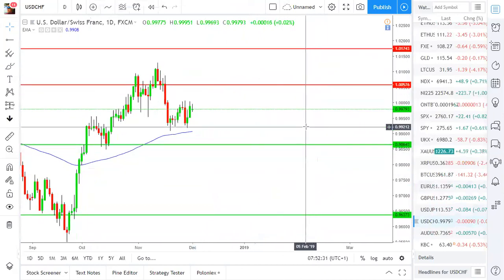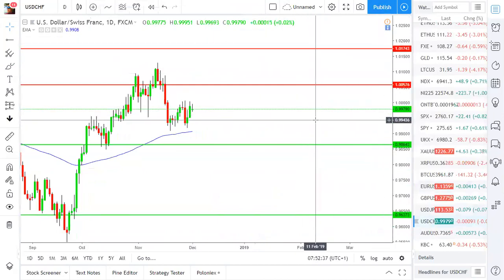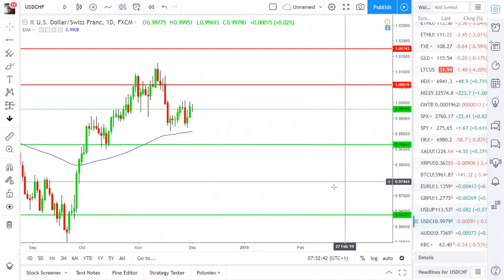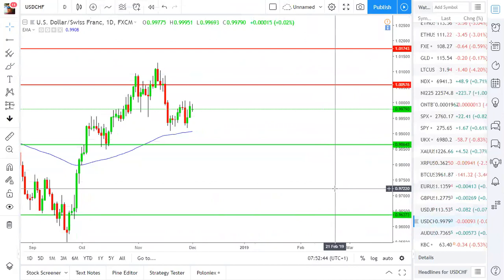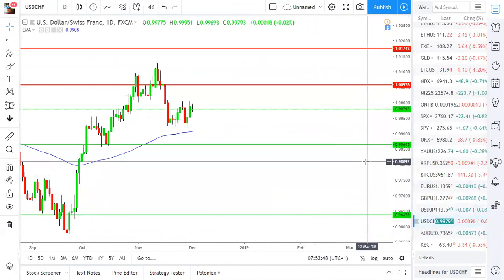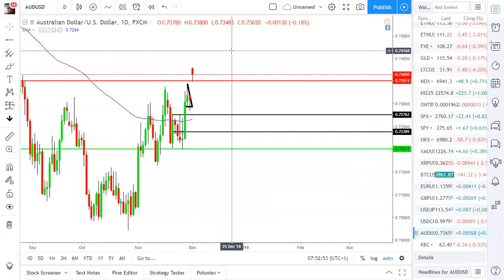I've got my levels at 1.01743 as resistance, 1.00576 as resistance. My supports I'll be finding at 0.98643 and 0.96373. Onto the Aussie dollar, and then we are done.